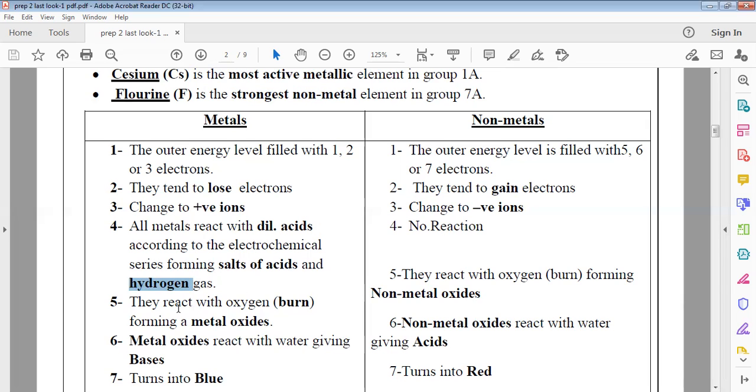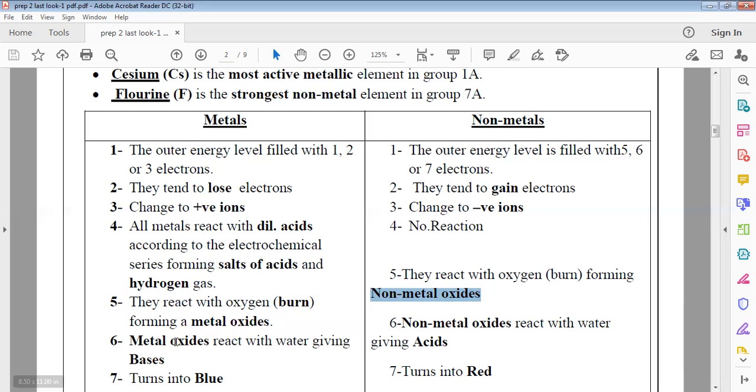What else? Let's think about burning, oxidation. That means the element, or metals, will react with oxygen, so it will form a metal oxide. On the other side, non-metals react with oxygen and burn, forming non-metal oxide. This is the difference. So with metal I have metal oxide, but with non-metal I have non-metal oxide. When is this? When we react with oxygen, meaning burning happens.